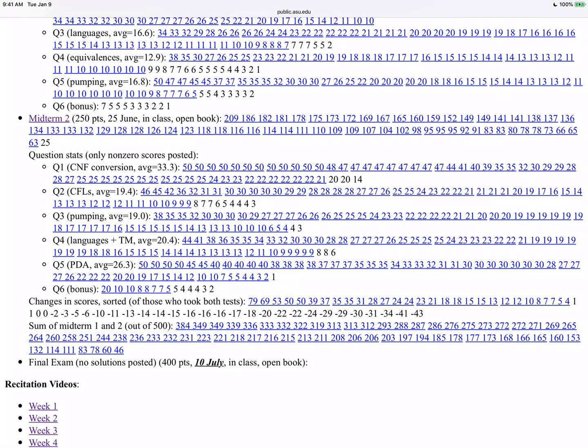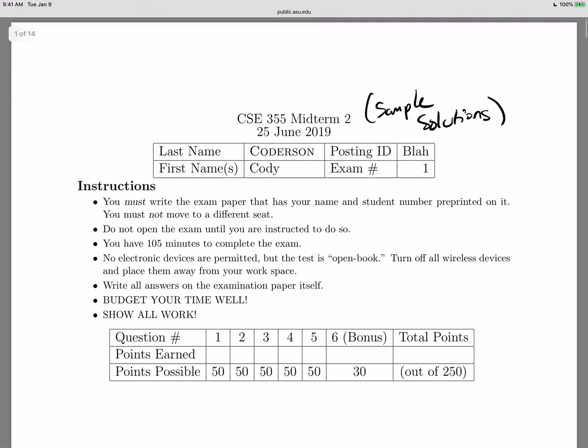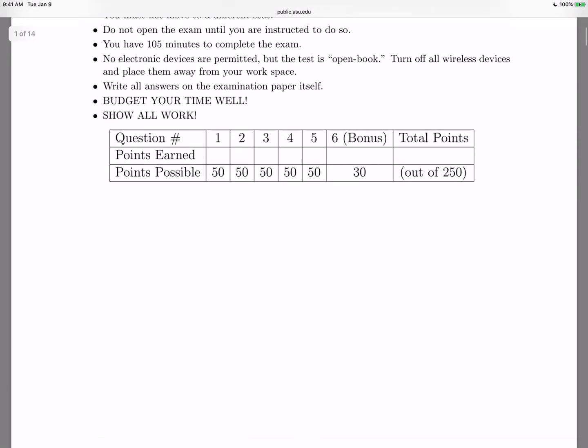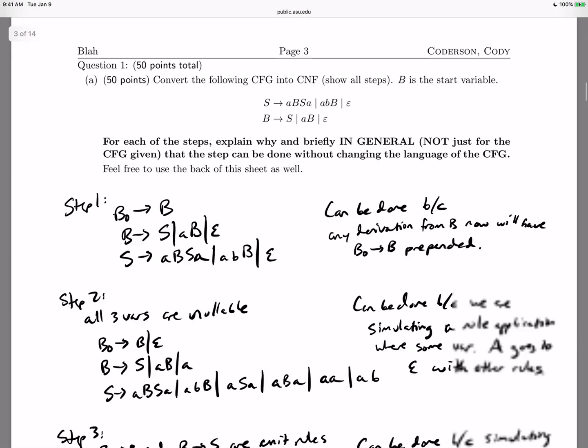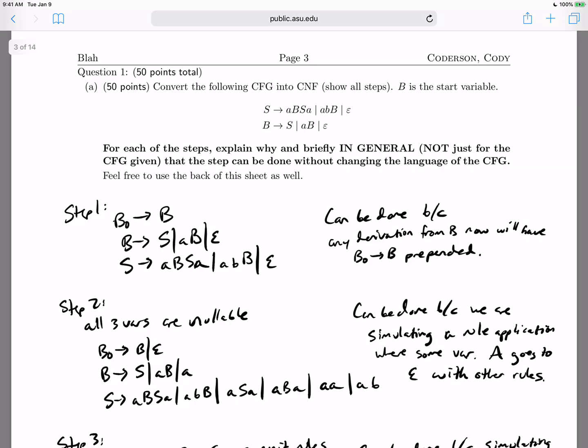Okay, so let's do the solutions, or at least just go through them. So I just posted these. So let's go down to question 1. The vast majority of people on this question did it well. I was happy about that. And by well, I mean did the actual conversion fine. So actually CNF conversion is probably the easiest or most accessible thing to people who take this class.